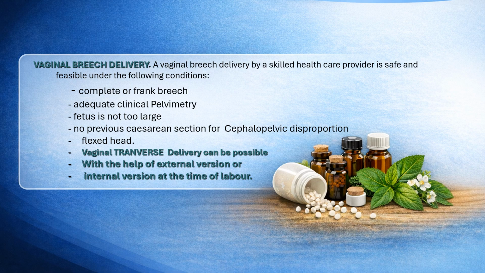Vaginal breech delivery may be considered if the breech is complete or frank, the pelvis is adequate, the baby is not too large, and the head is flexed. However, caesarean section is safer in cases such as double footling breech, large fetus, small pelvis, or previous caesarean section.